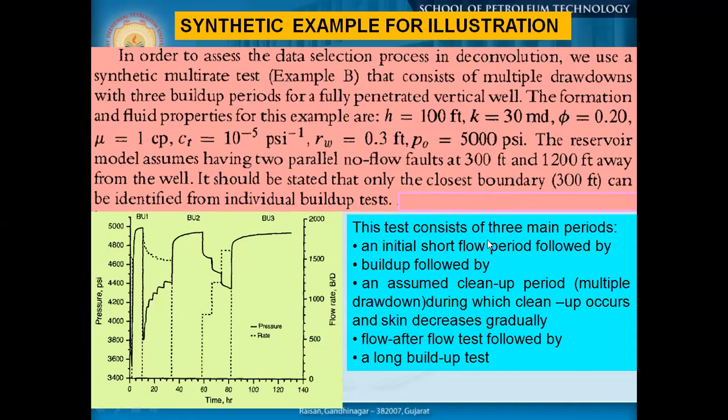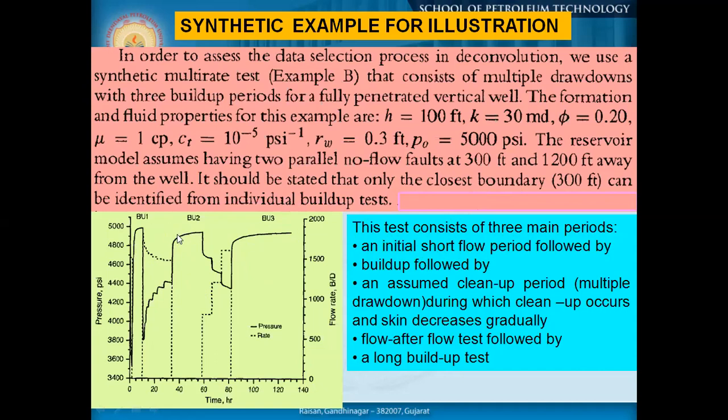The test consists of three main periods. As I told, the initial short flow period. Then we follow a clean up, assuming a clean up where we just change the beam size. Then we have another multi flow rate, so flow after flow.